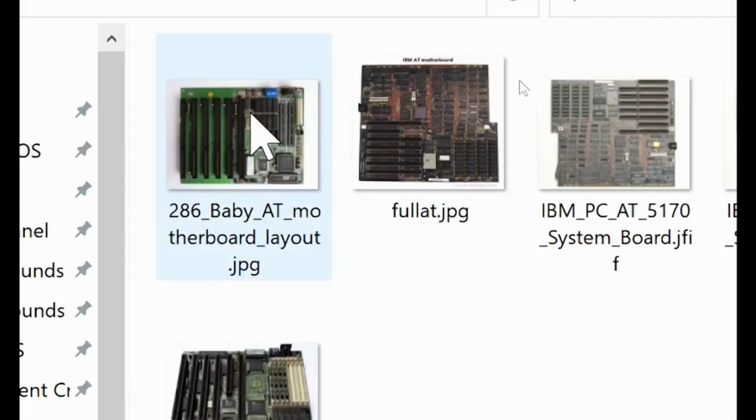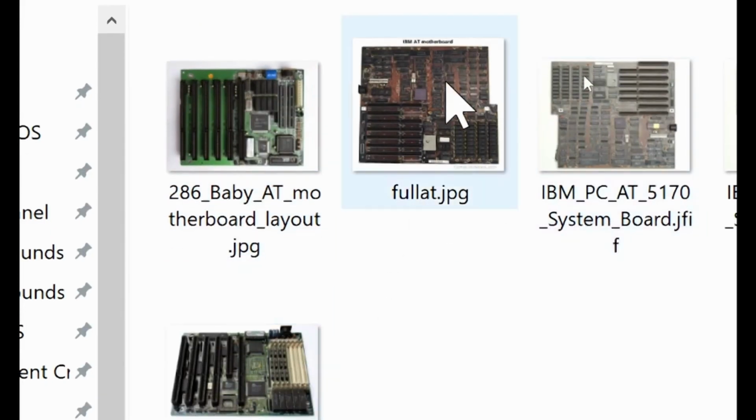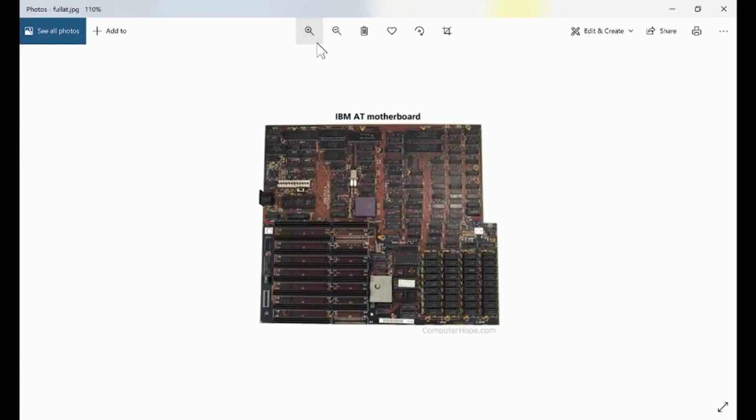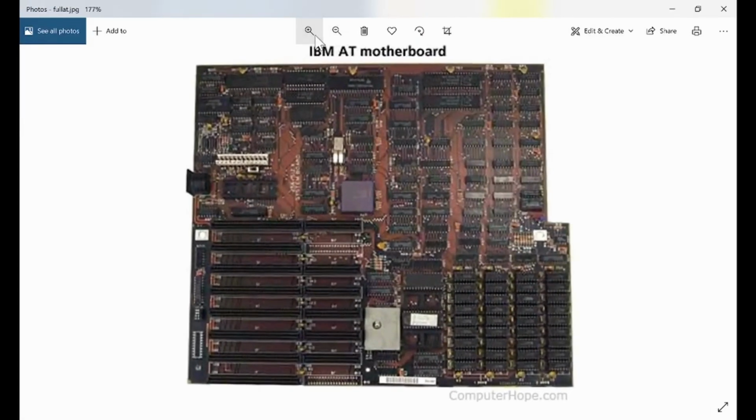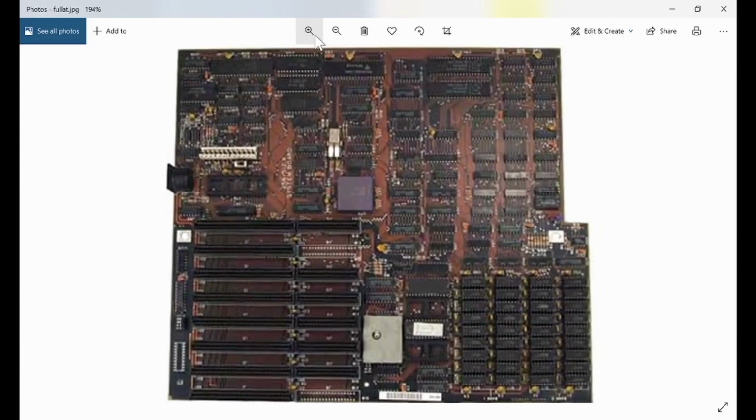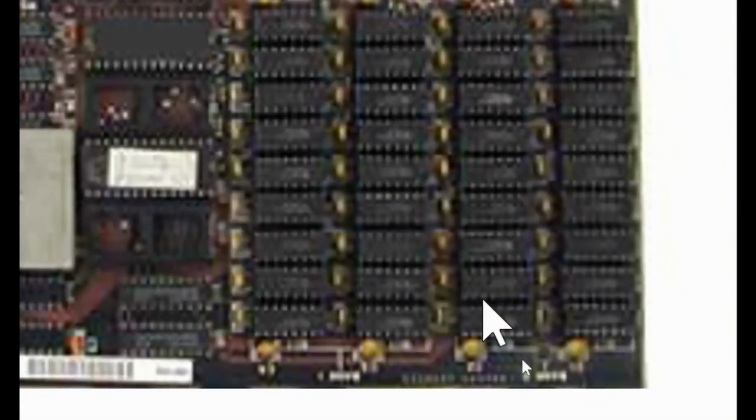Let me show you the AT motherboard. It's an olden type of motherboard. Now, let me open this picture here and show you. Those days, when we had the AT motherboard, this is how they looked like. Please, have you seen this? There are a lot of chips. Can you see the chips here? Plenty.